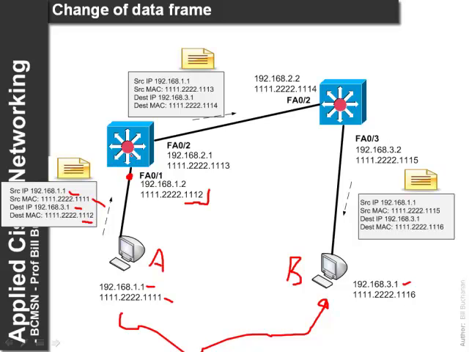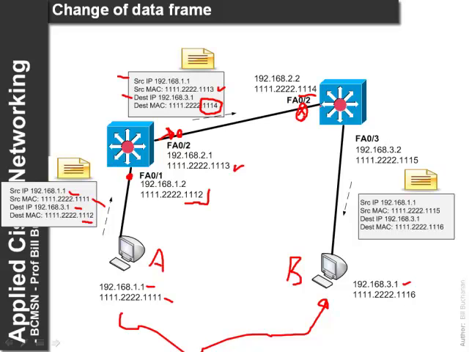So the switch then looks up its tables, and based on routing information, it determines that the next hop should be this port here, and the exit port should be this one. So the switch will then rewrite the destination MAC address to be 1114 in this case, which will be this MAC address here. It will then change the source MAC address to be this address, and will leave the source IP and the destination IP address the same.